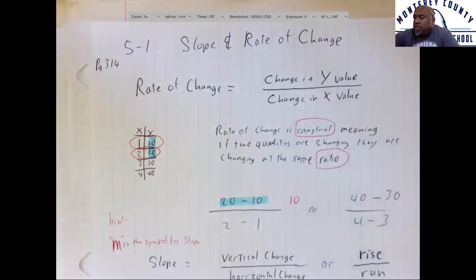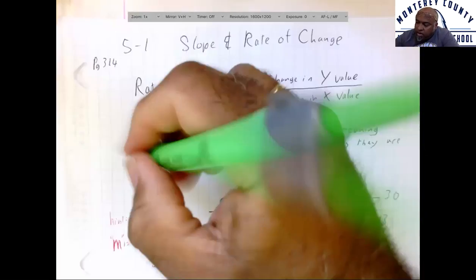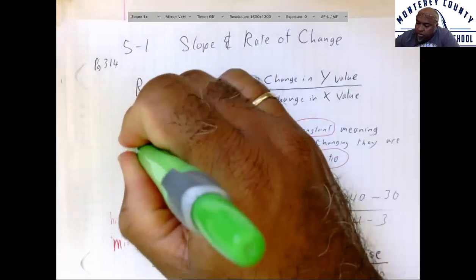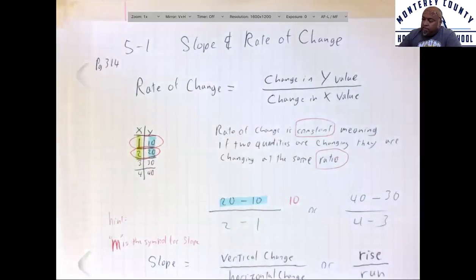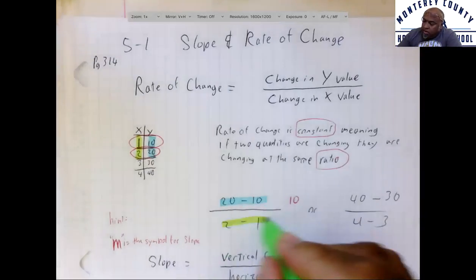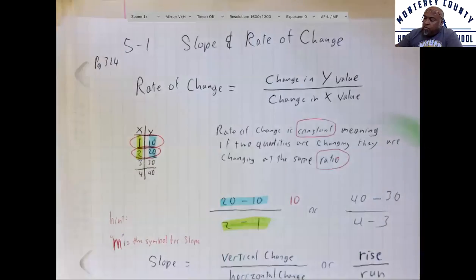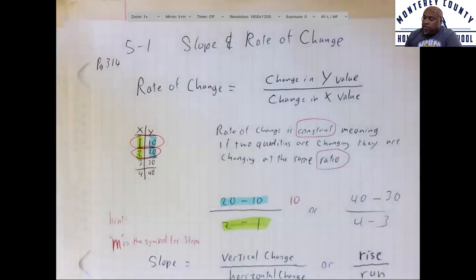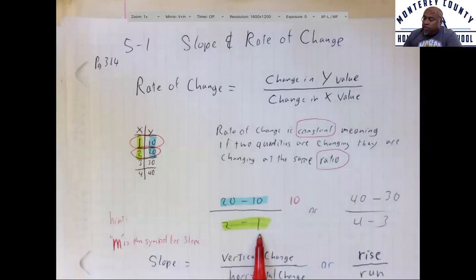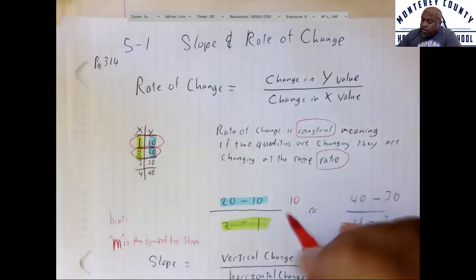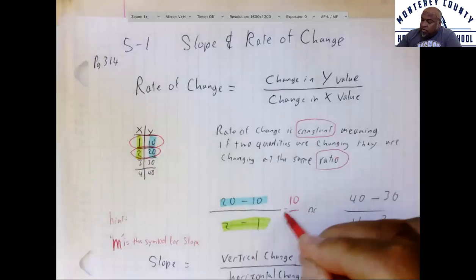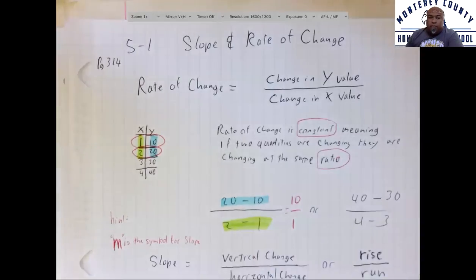Now, the goal is to do the exact same thing with the x values. If 2 is my new number, 1 is my old number. So the change in the values is the difference between the new value and the old value. Okay, so 2 minus 1 is 1. So the rate of change is 10 over 1.